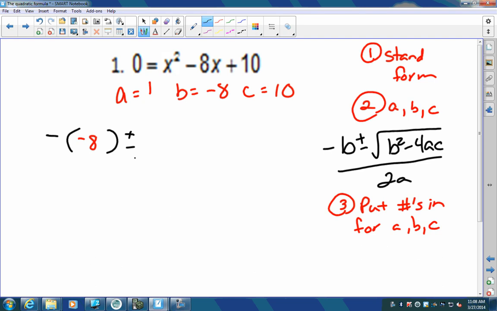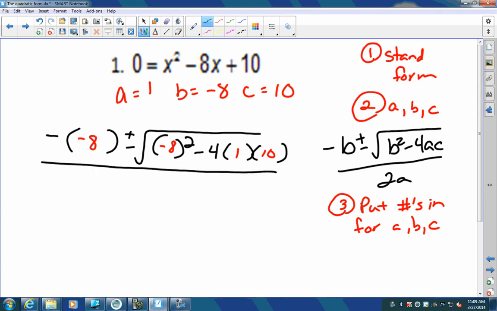plus or minus the square root. It says b squared, so make sure you put that b in parentheses. I keep telling people, and they're forgetting, and they're not doing it in the calculator. Minus 4 times a is 1, times c is 10. All over 2 times A is 1. Okay, I didn't do any math. All I did was take my numbers and put them in for my letters.